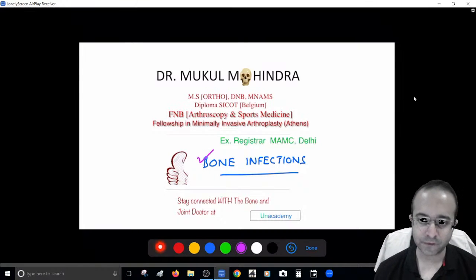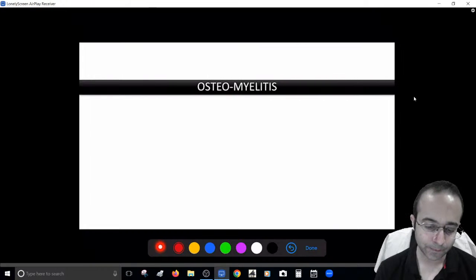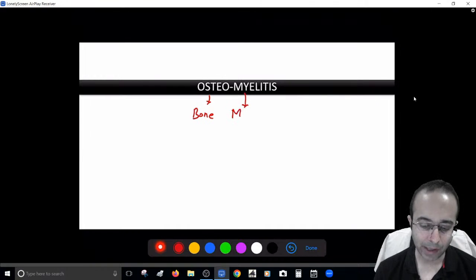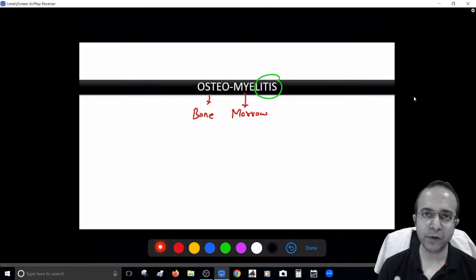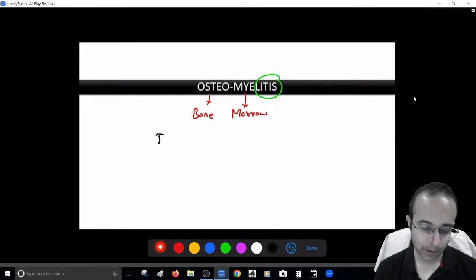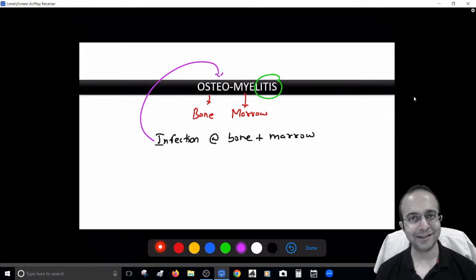So without wasting much of time, I think I can just quickly begin and take you through the small area, infections of the bone, osteomyelitis. See, osteo would basically mean bone, and myel would basically mean marrow, and perhaps we are pretty much familiar with this term itis, which would generally mean inflammation, and here we are talking of inflammation because of infection. So in a simple way, when you have infection that's involving bone and its marrow, technically we are supposed to call this osteomyelitis. So infection of bone and marrow.